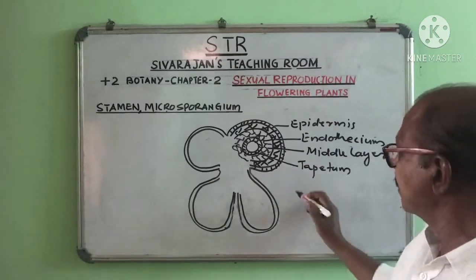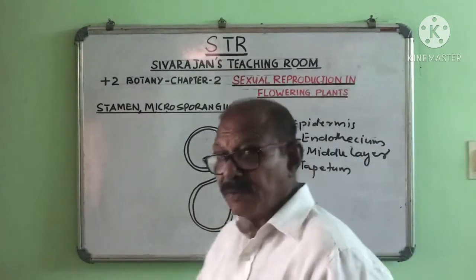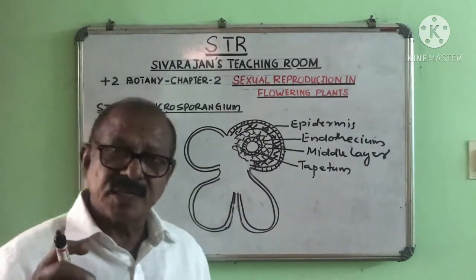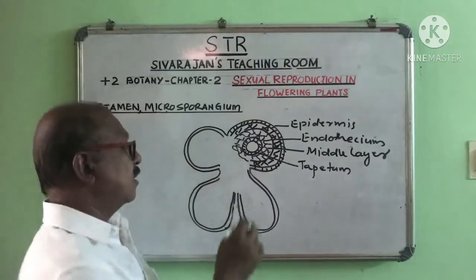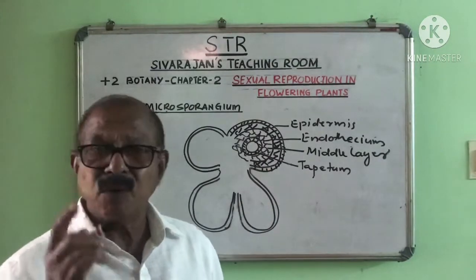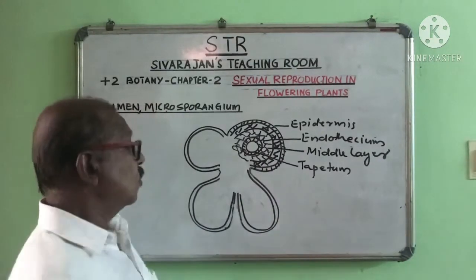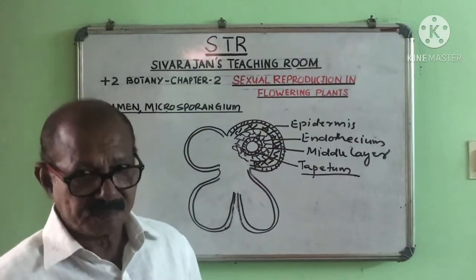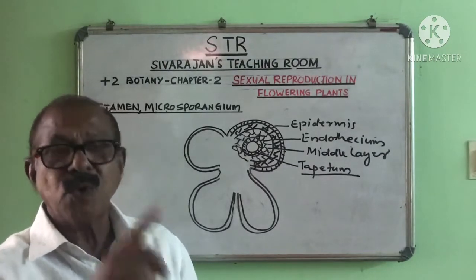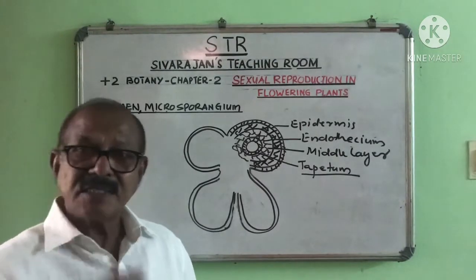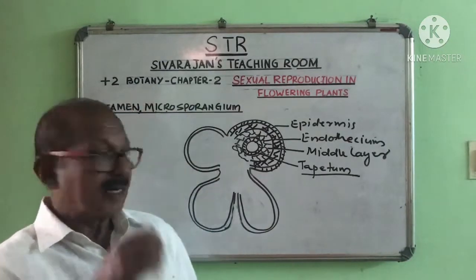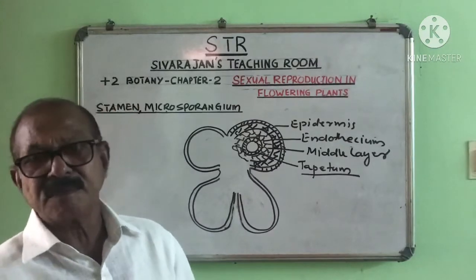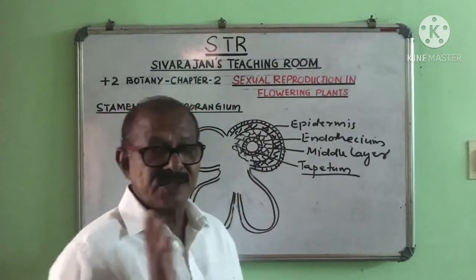In the tapetum, the cells are filled with cytoplasm or rich in cytoplasm and also rich in stored food, and each cell is having more than 1 nucleus, that is multinucleate. So what are the special features of the tapetum? Tapetum is made up of 1 layer of cells. The cells are filled with the cytoplasm, rich in food materials, and it is multinucleated.